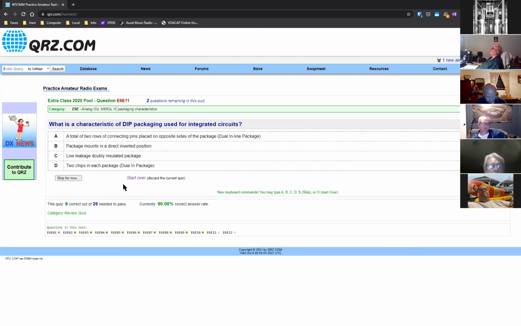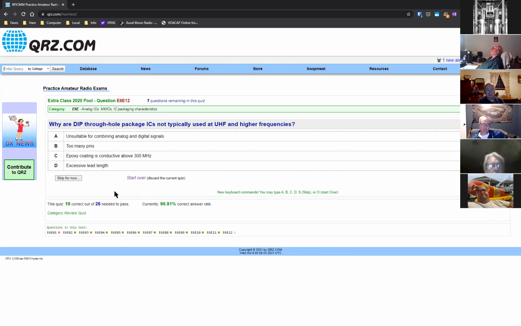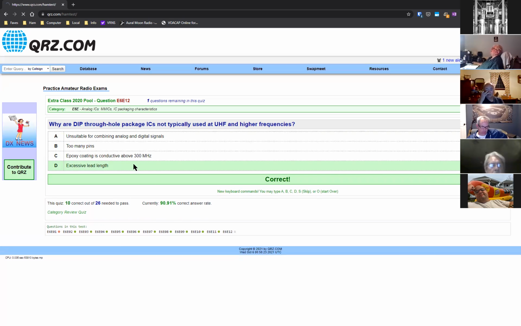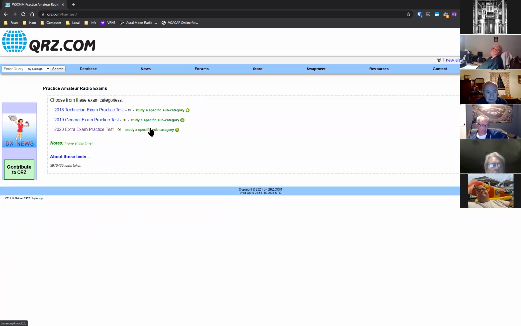What is a characteristic of dip packaging used for integrated circuits? A. Yeah, and 2 rows of connecting pins. Why are dip through-hole package ICs not typically used at UHF and higher frequencies? Too many pins. D. Yeah, excessive lead length. All right, last section.